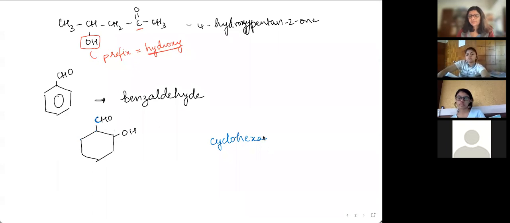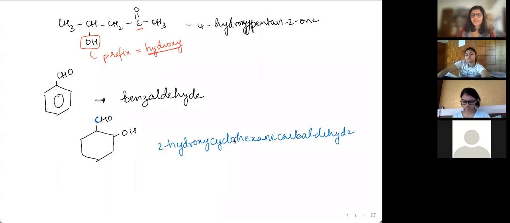So wahan pe, oh, that's an addition. So that's why in these kind of cases, this turns into cyclohexane carbaldehyde. So this will, as you said, 2-hydroxy will remain the same. This is the same thing. But yeah, the suffix is going to change.